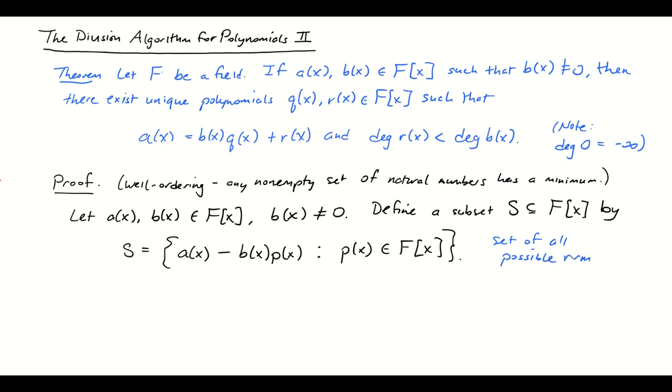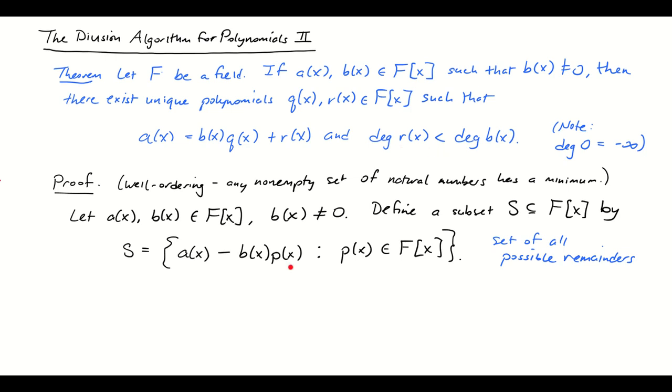And when I say possible remainders, what I mean is this is the set of all polynomials I can get by taking this dividend, a of x, the one that we're starting with, and then removing little packages or bundles of b of x, kind of like we did in the last video. All right, so that's not to say that every remainder in this set is going to be what we're calling small enough. There may be remainders of very large degree.